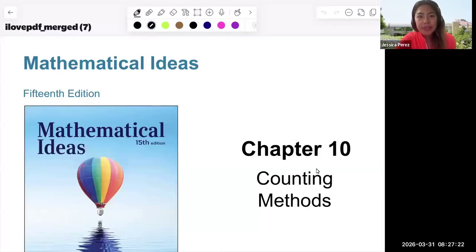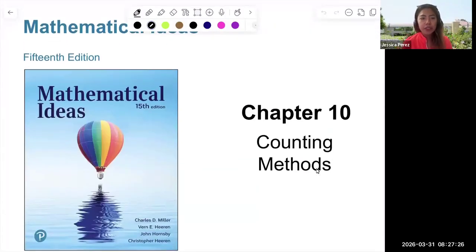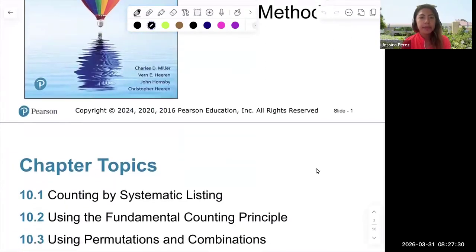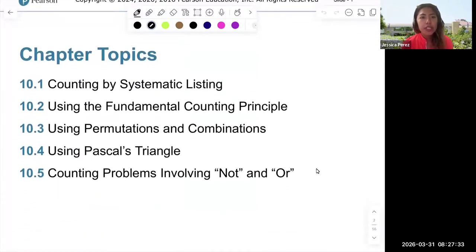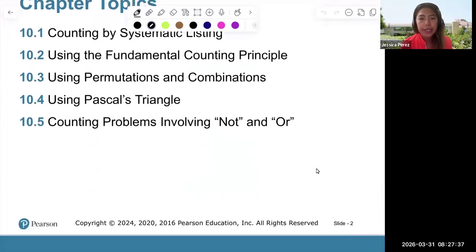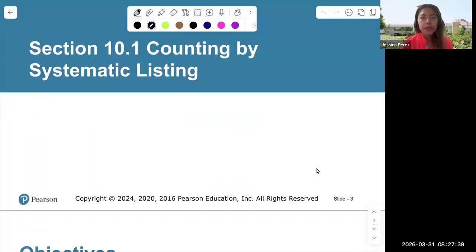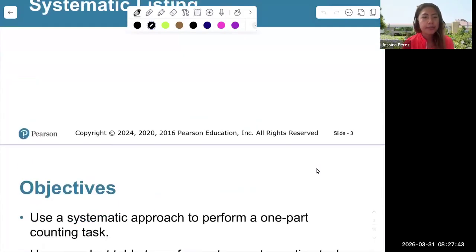Hi, everyone. Welcome to section 10.1. In this chapter 10, we are going to be discussing counting methods. The first section is counting by systematic listing. So we're going to be listing items. So the section is called Counting by Systematic Listing.